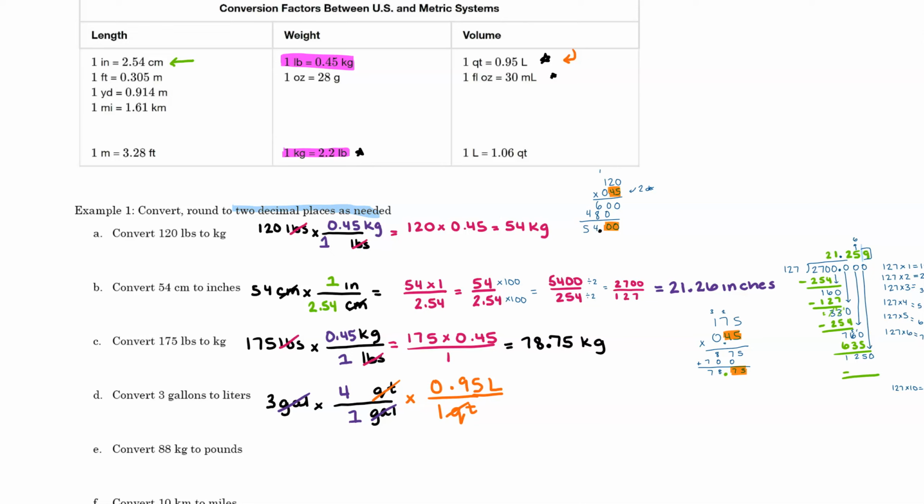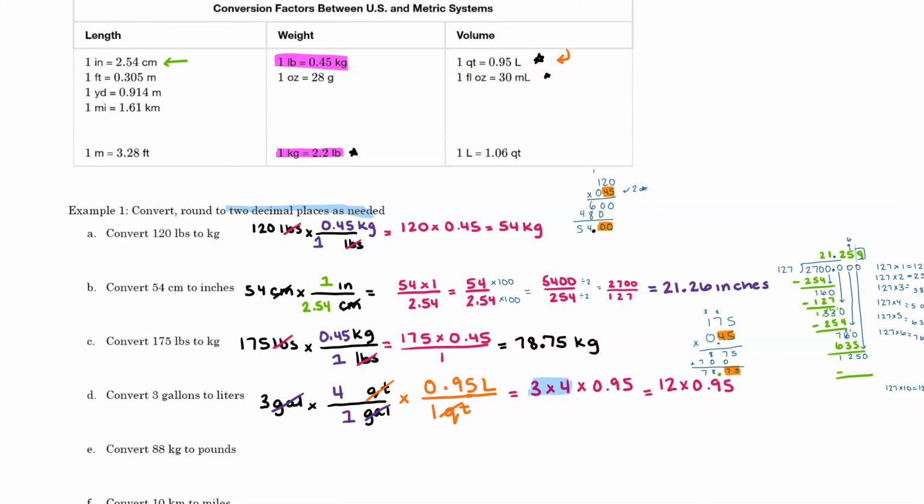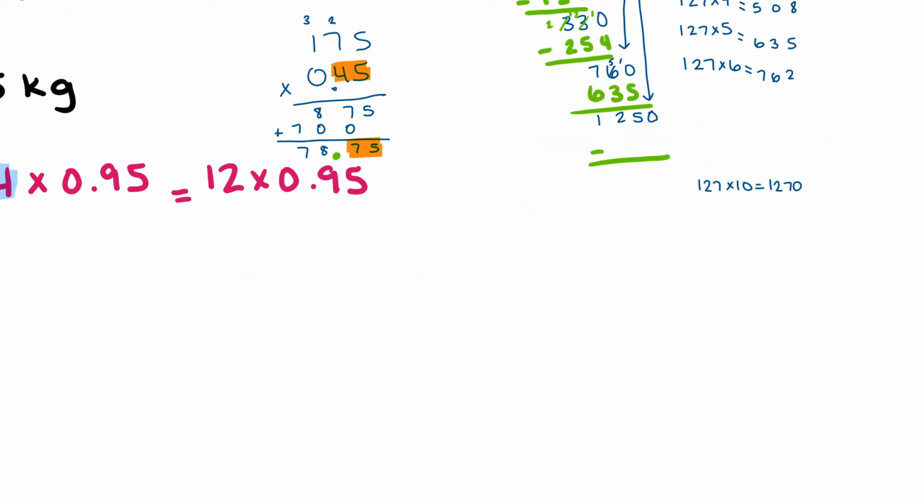That's awesome. So what's the math that's going to happen? We need to do 3 times 4 times 0.95. So we'll do 3 times 4 first. That makes 12. So I need to do 12 times 0.95. So I'm going to come over here and I'm going to do that math. 12 times 0.95. 2 decimals in total. So my answer will have 2 decimals.